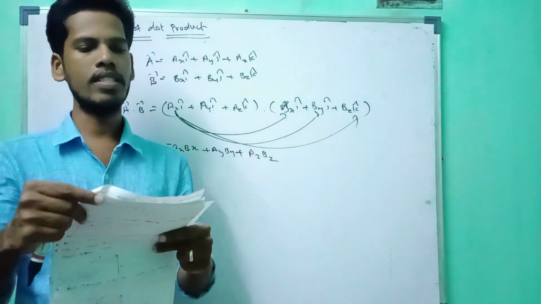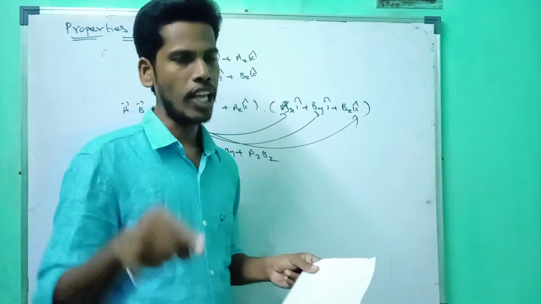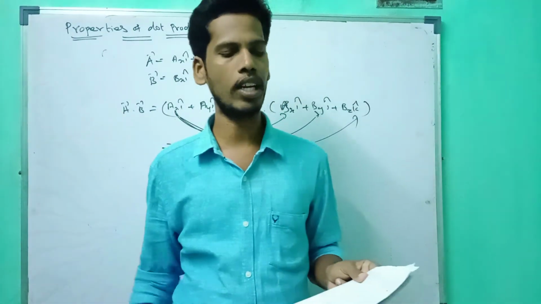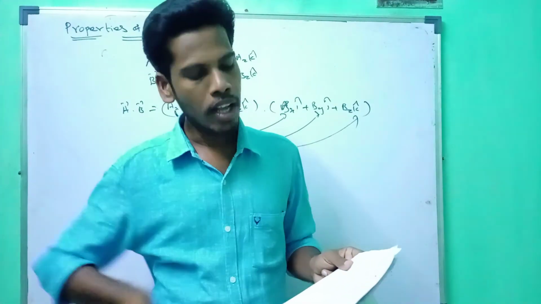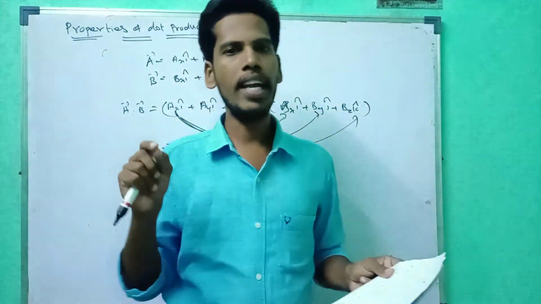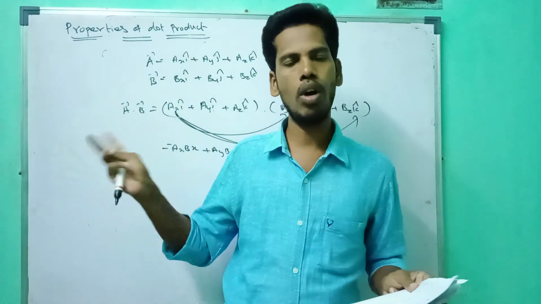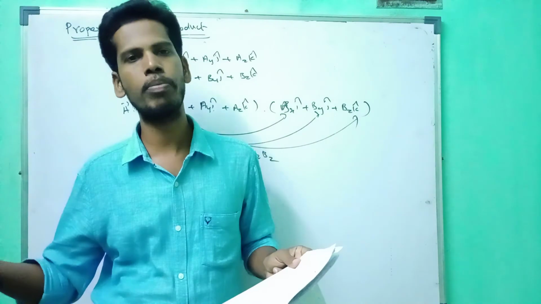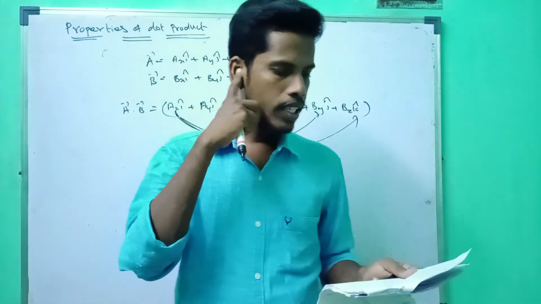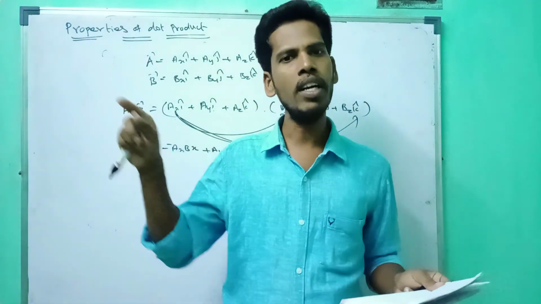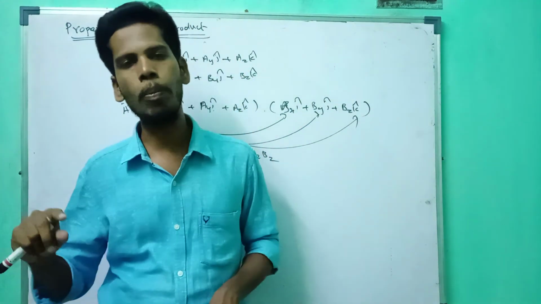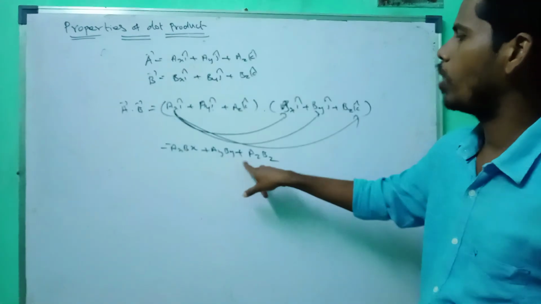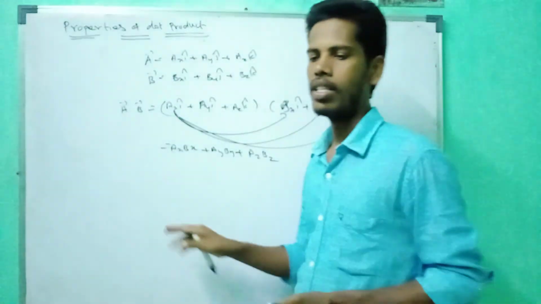The next property: if you take the dot product of a vector with itself, a vector dot a vector, that is called the self dot product. The value will be a square. And next, i cap dot i cap will be 1, i cap dot j cap will be 0. I mean the same vector gives the value 1, different vectors give the value 0. That's all. And the dot product of the components of vectors gives ax bx plus ay by plus az bz.